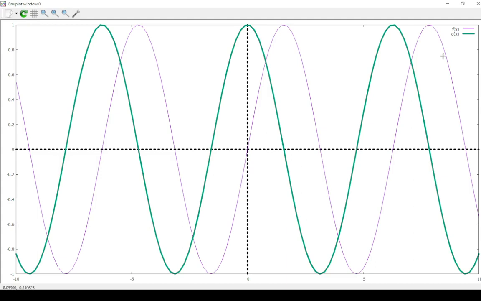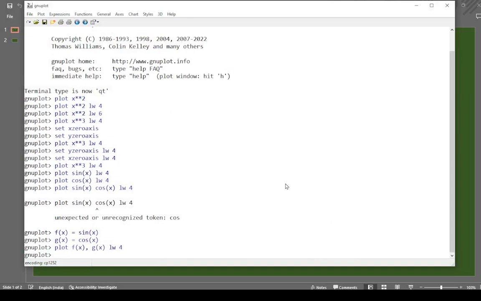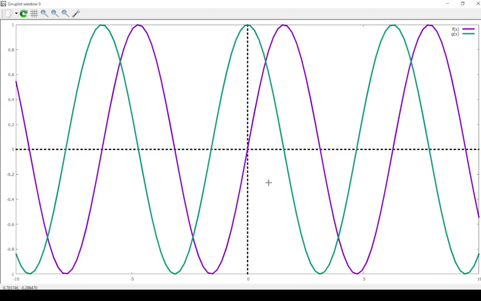Your f(x) is sine, the g(x) is cos. So two graphs in the same plot. So I should write LW 4 for both. I can choose colors also. You'll see there, LW 4, line width. Now both the graphs have the same line width. So f(x) and g(x) like this: two functions in the same graph.